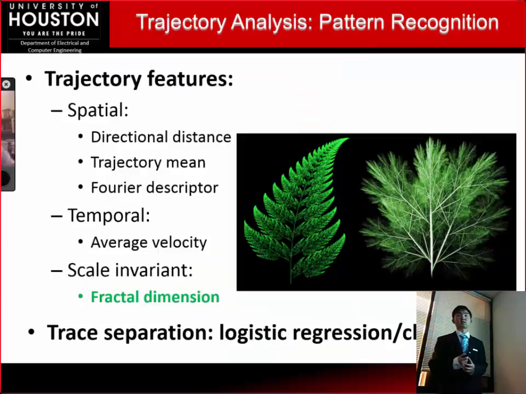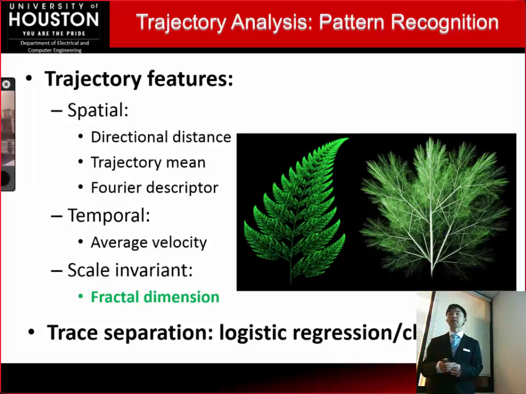So after we get the trace with the completed parts, then we want to analyze the trajectory patterns. Here I propose several features for the trajectory patterns. First, I propose several spatial features. One is called the directional distance, the second one is the trajectory mean, and the third one is the Fourier descriptor. For the Fourier descriptor, it's basically for 2D: each trajectory point has two coordinates, x, y, and the Fourier descriptor just transforms this x, y into one imaginary or complex number.